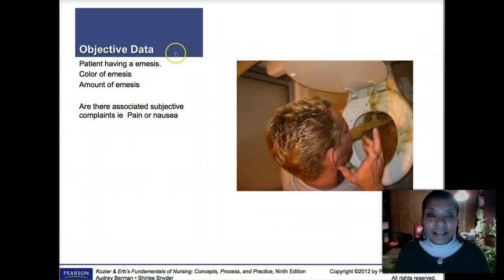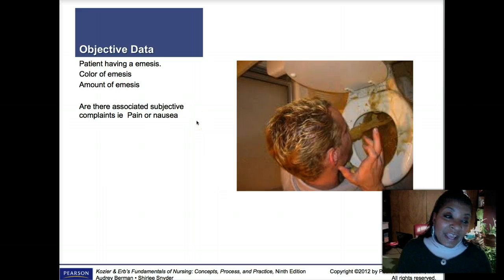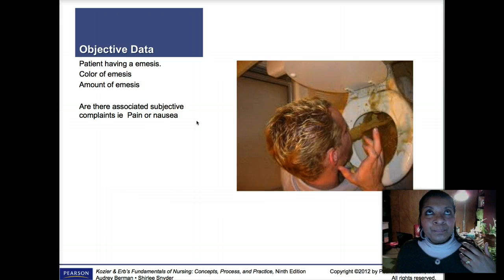Another type of objective data could be a patient having an emesis. As the nurse, you're going to want to note the color of the emesis. Can you measure the emesis? Did he do it in a basin or something you can measure? You might think, are there any associated complaints with this emesis? Is there pain? Is there nausea? Did the patient eat something that caused them to have the emesis? So again, the emesis itself is objective data that you can measure.